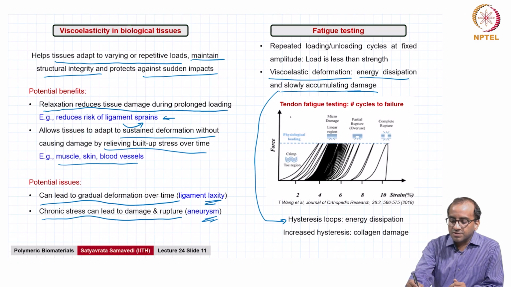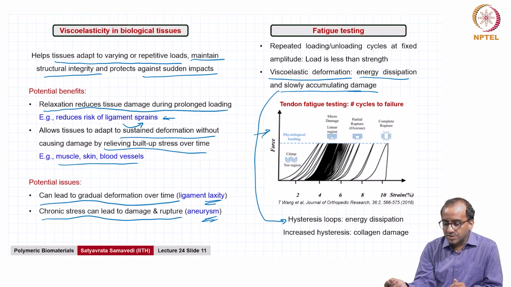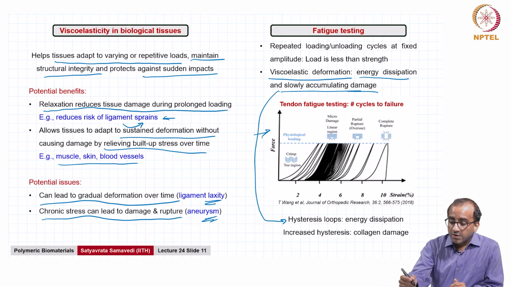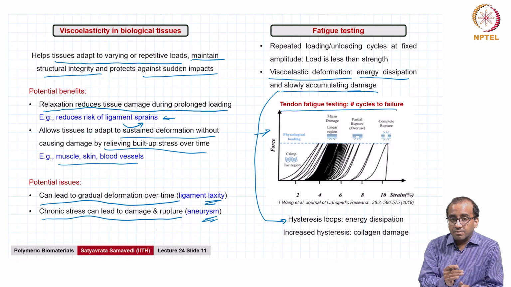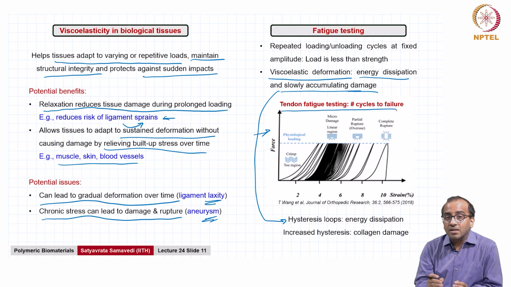So, what you see here is a force versus strain or a stress versus strain curve for tendon fatigue testing, and you are determining the number of cycles to failure. Even tendon, for example, if you want to think about sensitivity to strain rate, right? The faster you pull, if you pull a tendon very fast, you will get a stiffer response, right? That has to do with strain rate sensitivity, right? That's something that's classically seen in tendons.